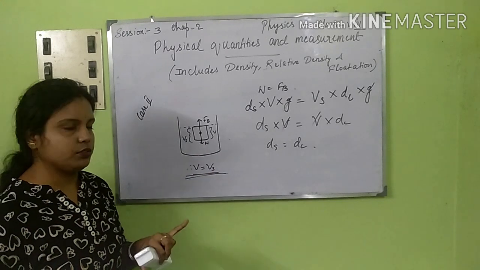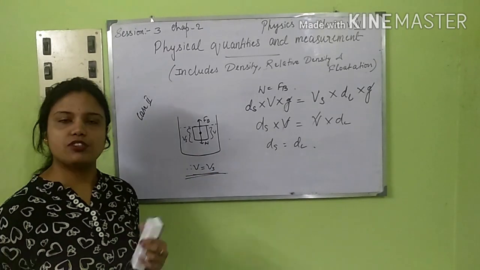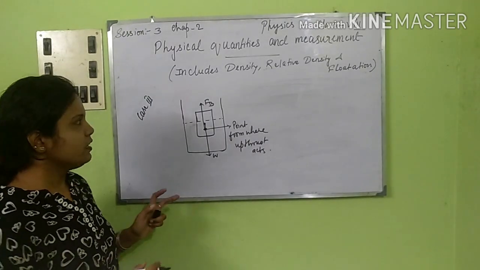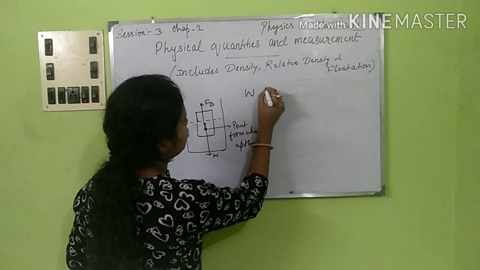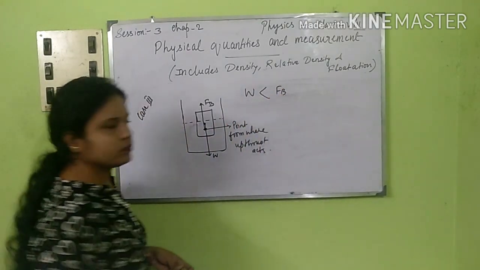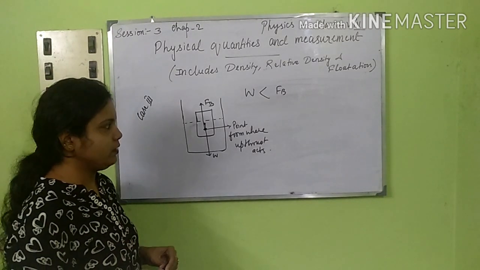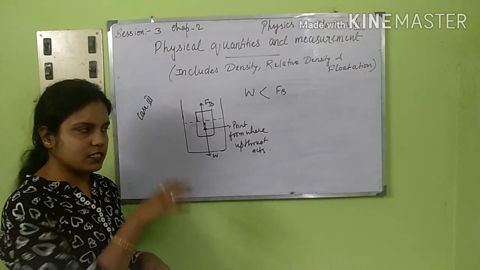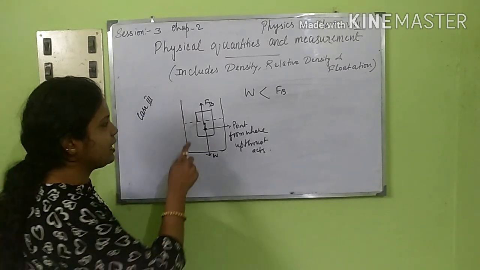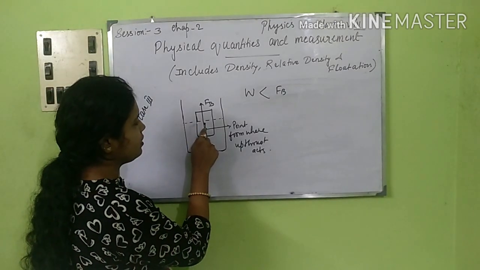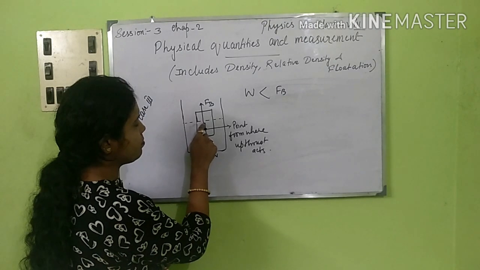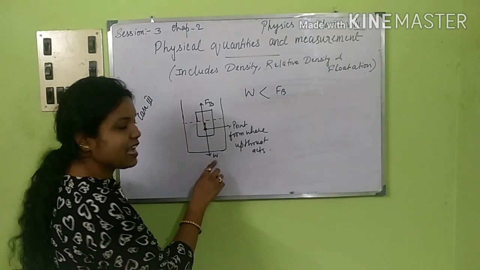This was a conclusion. Next, coming to case 3. Next, coming to the third case, that is when W is less than FB. Weight is less than the upthrust. Now, I'll just clear one thing. Before I started these 3 cases, I told you in the first case that from this particular point, that is from the middle of the body, weight always acts.